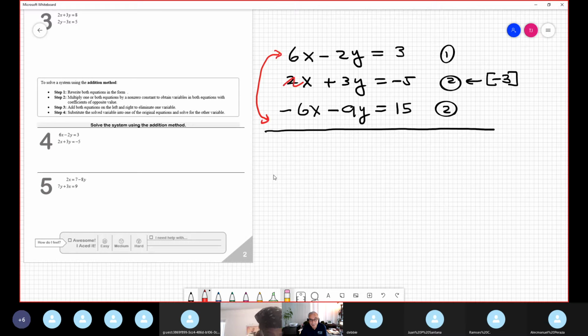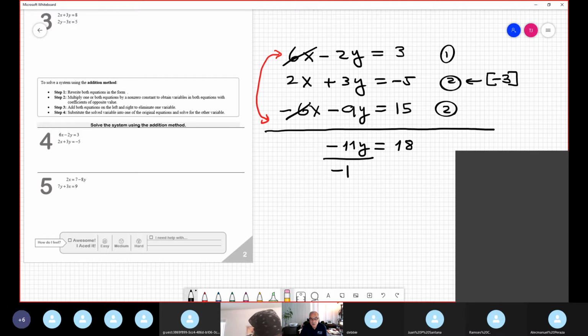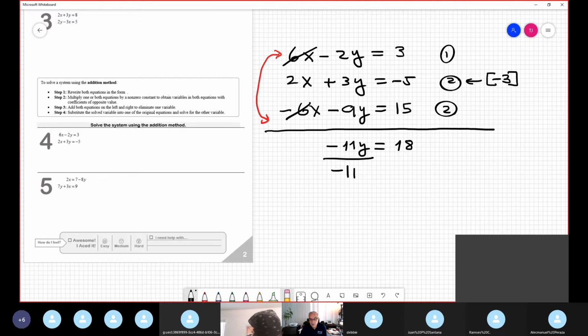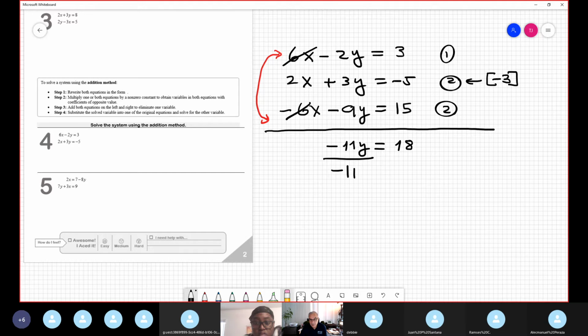You temporarily ignore the original equation 2. Okay, now this cancels out. This is negative 11y. Why? Because negative 2 and negative 9 together. And this is 18, no? 18. Okay, divide by negative 11 on both sides. Y alone is negative 18 over 11. Remember the sign: it doesn't matter if it's in the top or in the bottom, and in the final answer you always put it in the front.